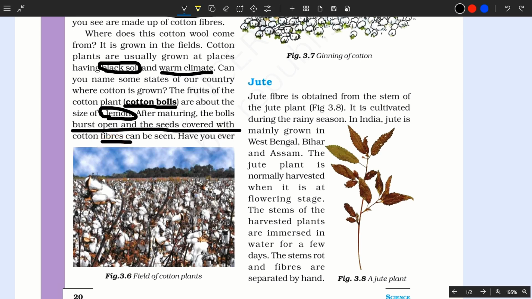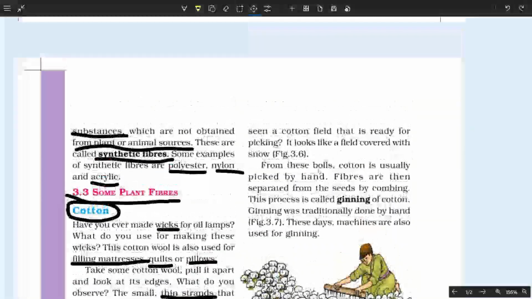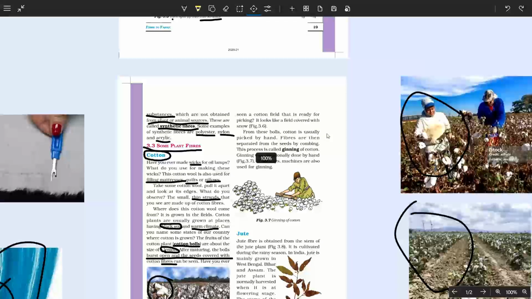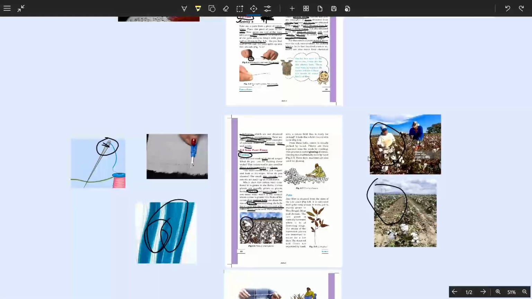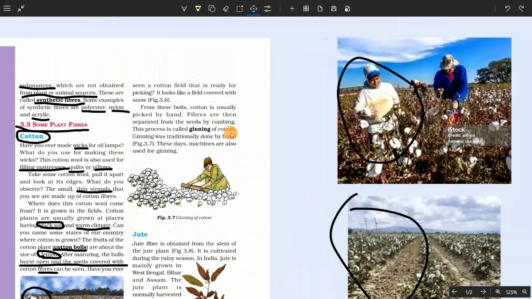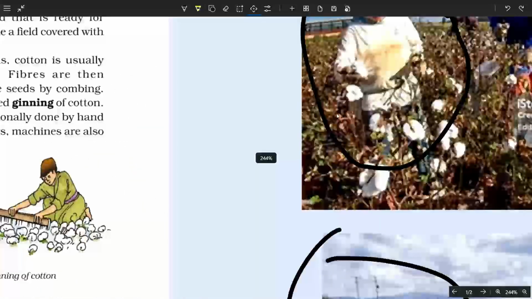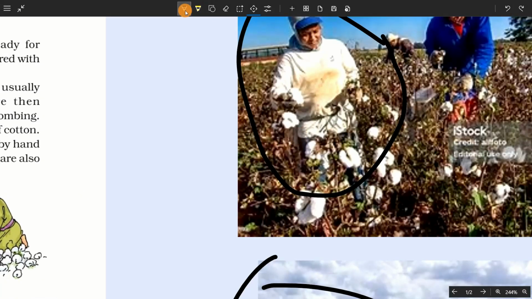Can you see here? First they will be balls. Then, when they burst open, they become cotton. The seeds will be burst open. I will show you a picture here. Here you can see the cotton seeds have burst, they open their mouth, and they give the cotton.